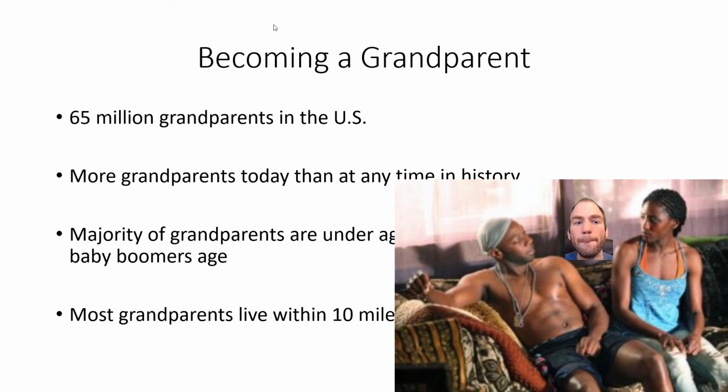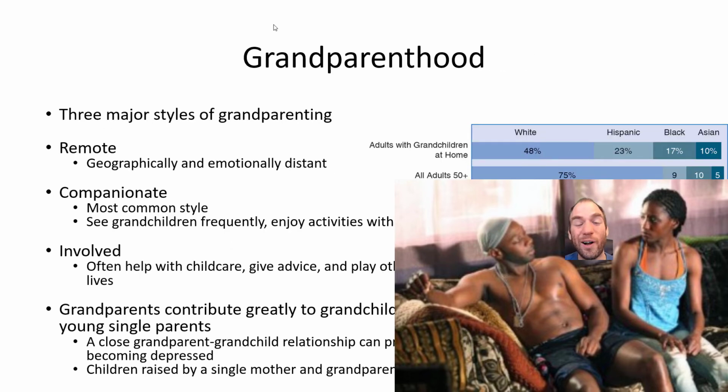Jumping ahead to becoming a grandparent, there are 65 million grandparents in the US. There are more grandparents today than at any time in history. The majority of grandparents are under age 65, but that will change as baby boomers age, and most grandparents live within 10 miles of at least one grandchild. So, reflecting historical era, shifts in technology and health contribute to increased lifespans. Thus, there will be more grandparents in general than in past centuries, and thus it's even more important now to understand developmental roles and developmental trajectories in grandparenthood.